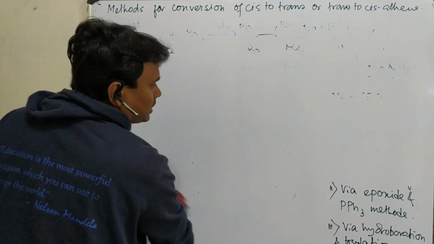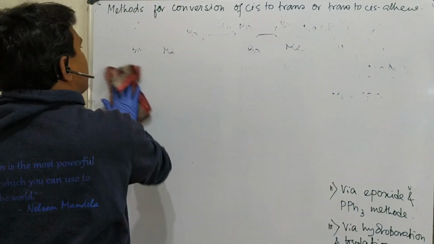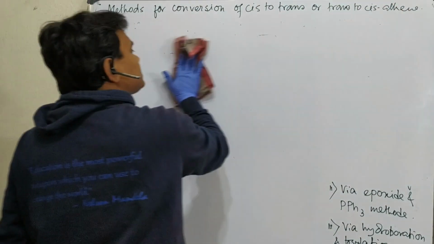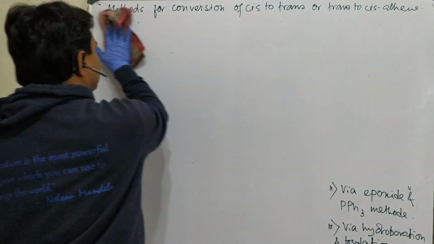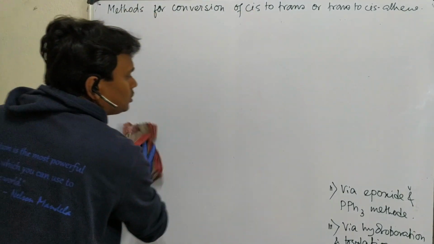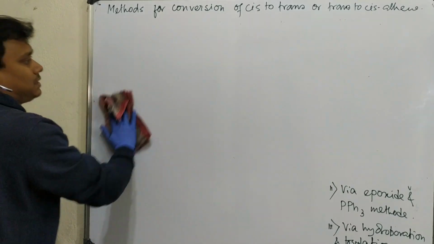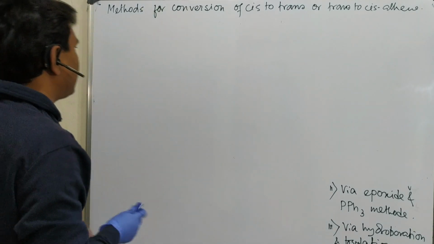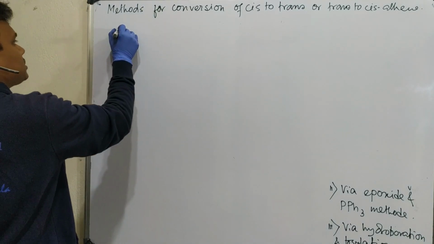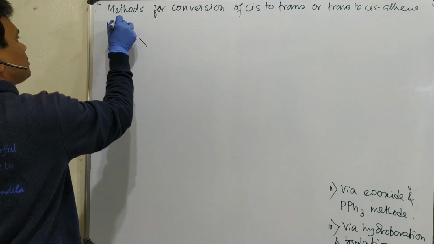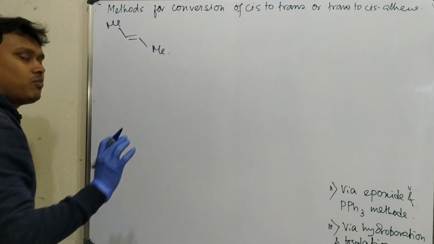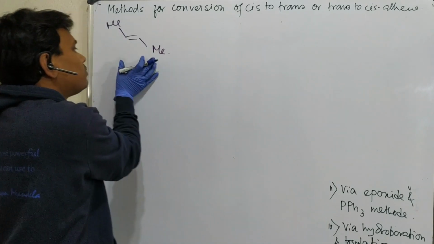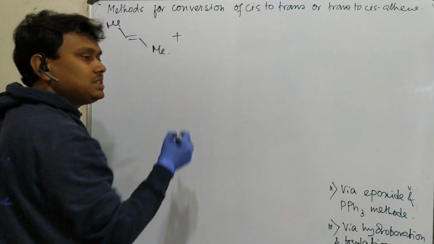Now the second one is via epoxide. As mentioned here, in this reaction the alkene will first be converted into an epoxide and then converted again to another alkene. Epoxides are nothing but 3-membered cyclic ethers. So let's start, for example, from the trans one. I have taken 2-butene as a model substrate, so don't think that it is used in every case. I have just taken it to make things easier.